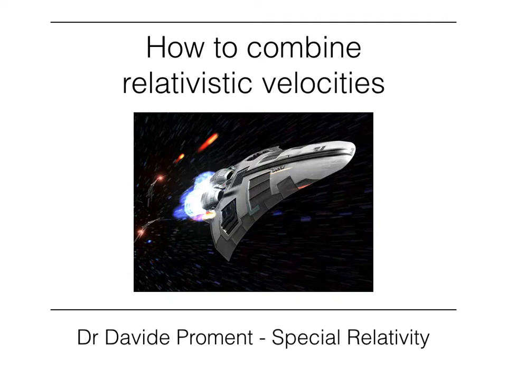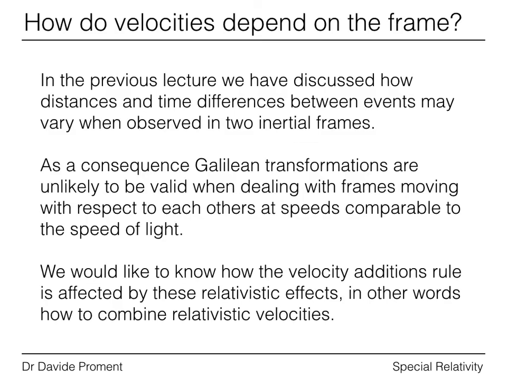In this 9th lecture of special relativity, we discuss how to relate velocities measured in two different inertial frames. In the previous lecture, we have seen that distances and time intervals are no more absolute concepts when assuming the principle of constancy of the speed of light.